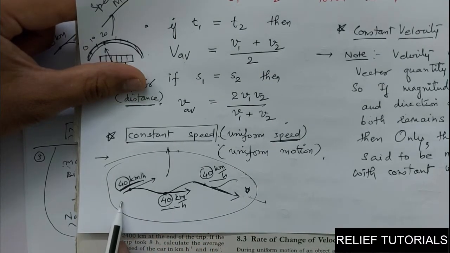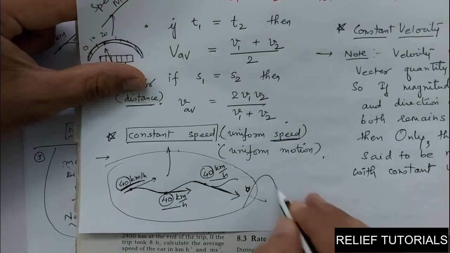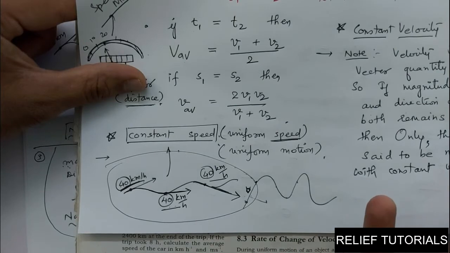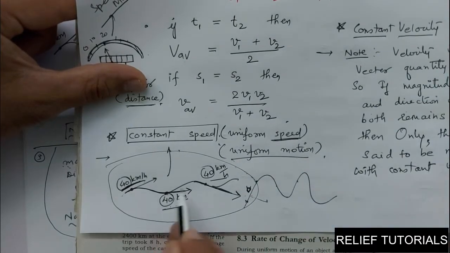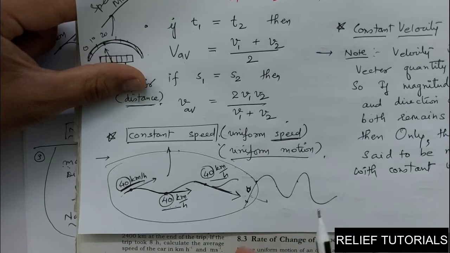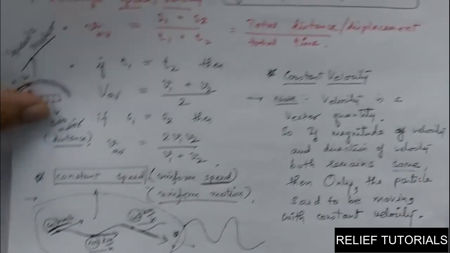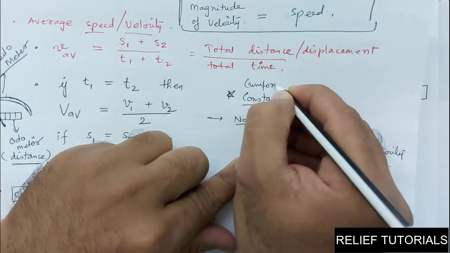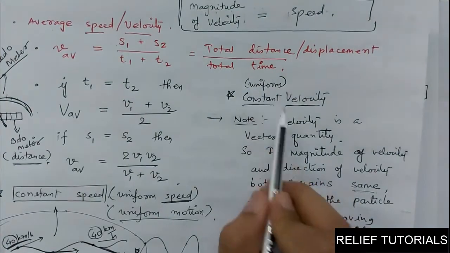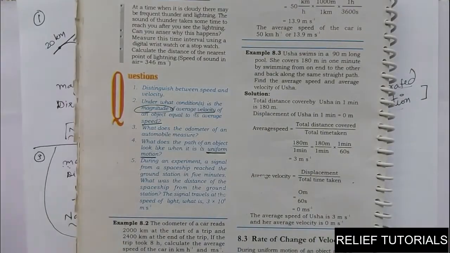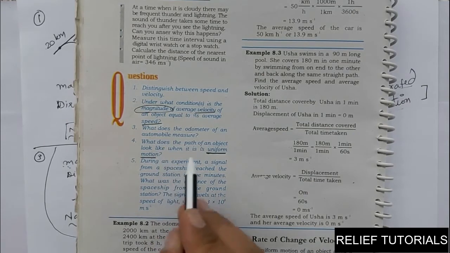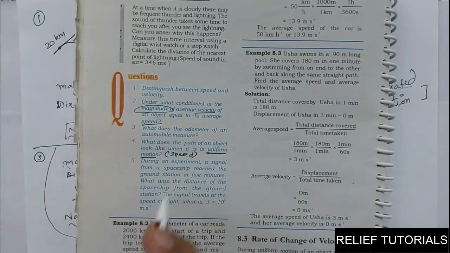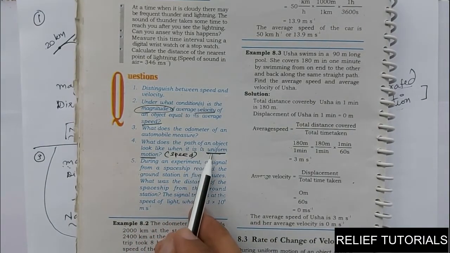Look at this path. Here the path is like this. The path can be like this also. But if the value of speed remains constant, that is uniform motion. So in uniform motion, the path can be of any shape. If the question is about uniform velocity, uniform means constant, no? Then the path should be straight. But here the question is uniform motion, which means uniform speed, and speed can be constant on any type of path.